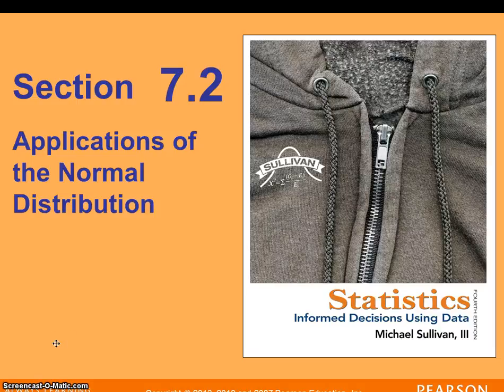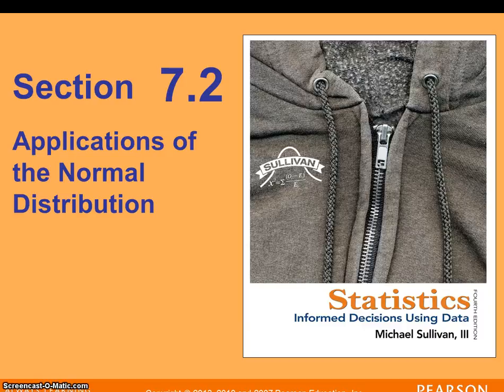Hi everybody. So the next section we want to look at here is section 7.2, and this is on applications of the normal distribution. So in the last section we looked at a couple different distributions, the uniform distribution and the normal distribution. In this case we'll mainly concentrate on the normal distribution.